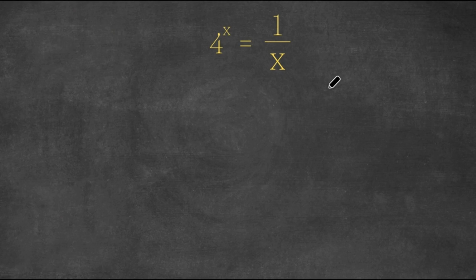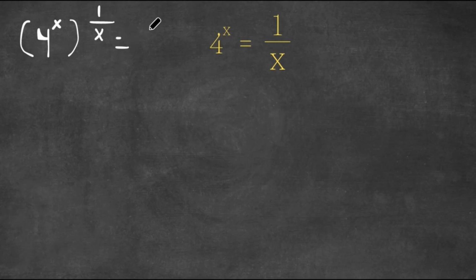Now what I'm first going to do is take the power of 1 over x on both sides. So now this leaves us with 4 to the power of x, to the power of 1 over x, is equal to 1 over x to the power of 1 over x.